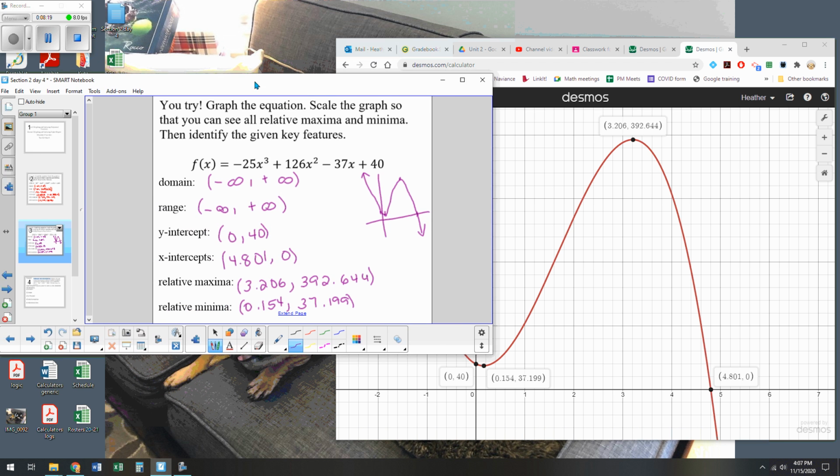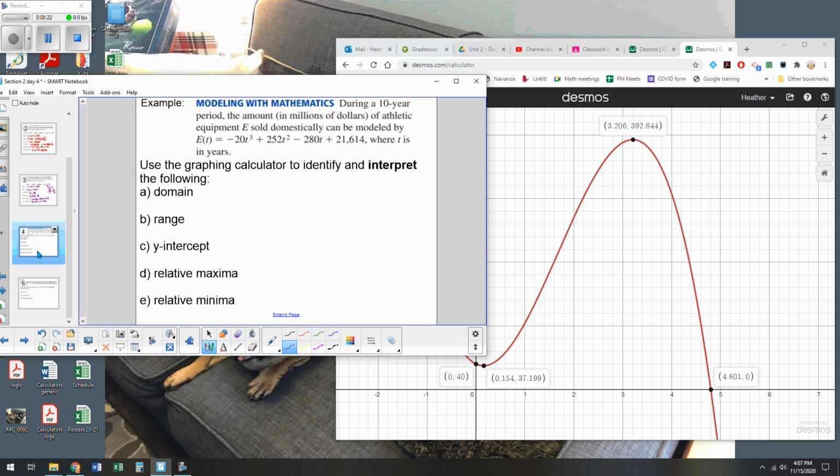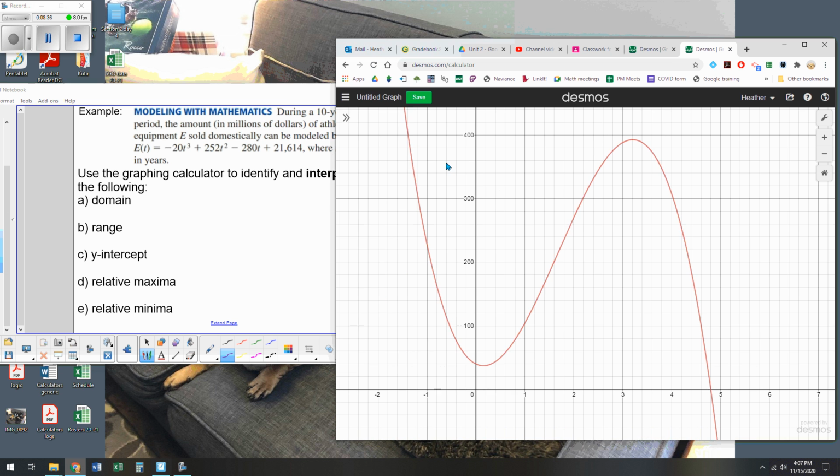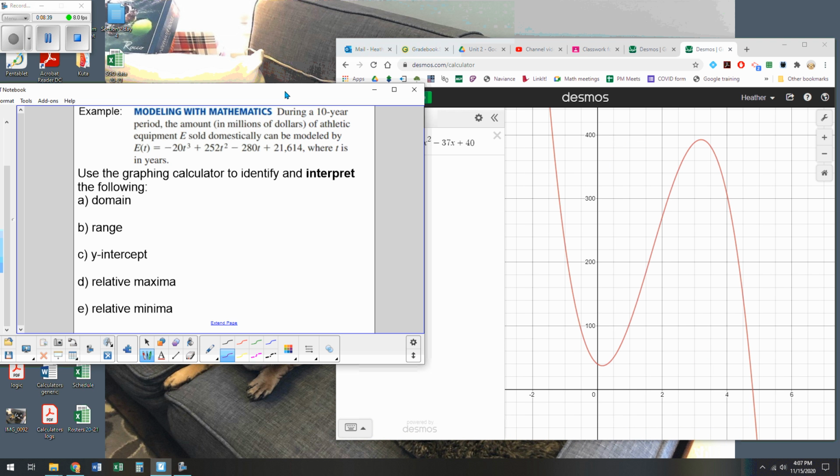So now you're going to see the real reason we're talking about this is because we can have these equations represent actual things in the real world. And usually when things represent numbers in the real world, they don't come out to be very nice, because that's just the way the world works, right? So here we have, during a 10-year period, the amount in millions of dollars of athletic equipment E sold domestically can be modeled by this equation, where T is in years. So we're going to use our graphing calculator to identify and interpret the following. So we'll focus on identifying first, and then we'll really talk about what that means.